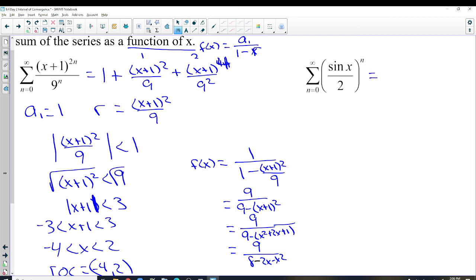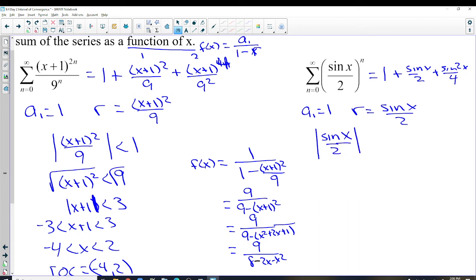Plug 0 in, you get 1. Plug 1 in, you get sine of x over 2. Then you get sine squared x over 4, and so on. So a sub 1 is 1, and r is sine of x over 2. That's what we're multiplying by each time. The absolute value of sine of x over 2 is less than 1. We're not worried about square rooting, so negative 1 is less than sine of x over 2, which is less than 1. Negative 2 is less than sine of x, which is less than 2.